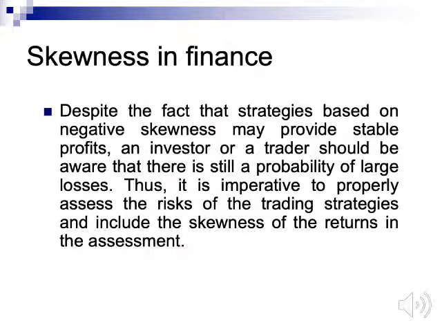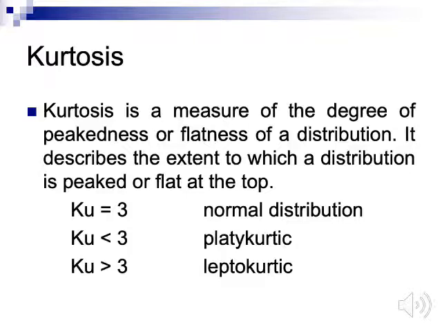Kurtosis is also a measure of the shape of the distribution. Okay, so it's normal if it is equal to 3, platykurtic if it is less than 3, and leptokurtic if it is greater than 3. So that's how it looks like.